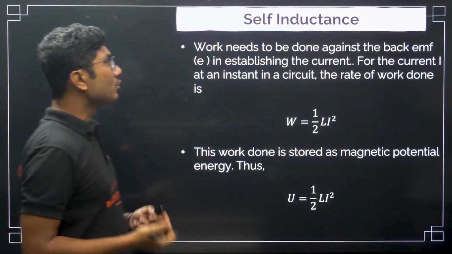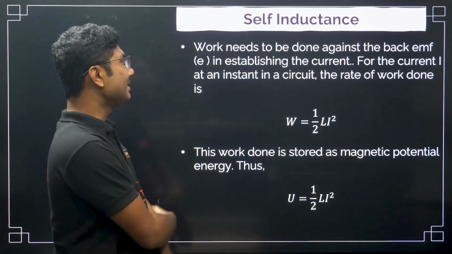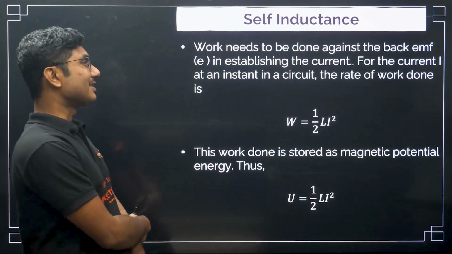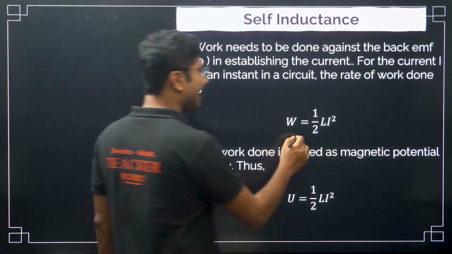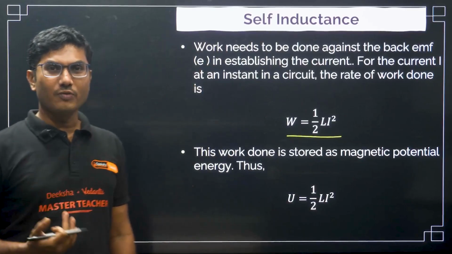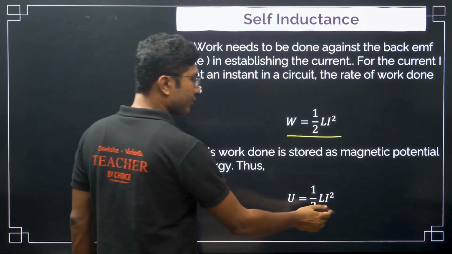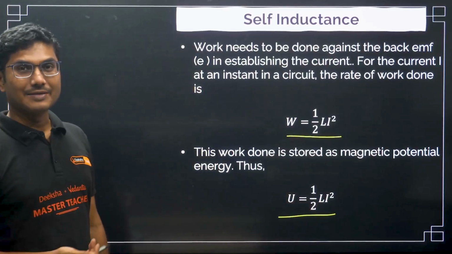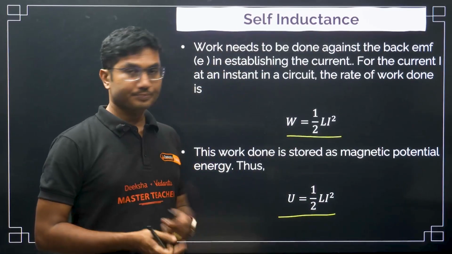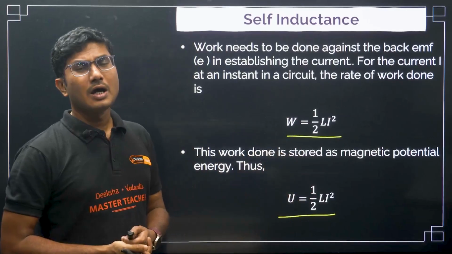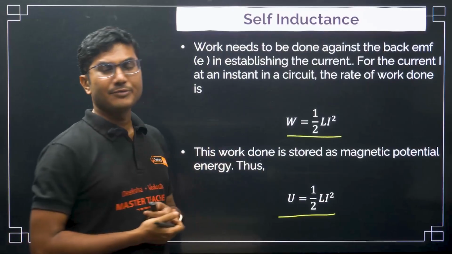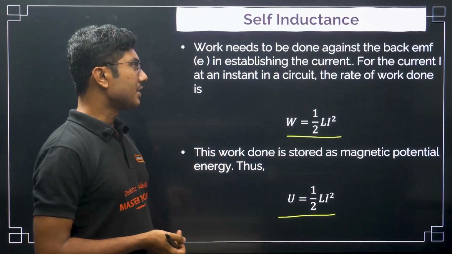Now work needs to be done against the back EMF in establishing the current. For the current I at an instant in the circuit, the work done is half L I square, and this work will be stored as potential energy. So the potential energy of a coil is given by half L I square. This is a very common formula. You have to remember this formula. Based on this, two to three more numerical questions or even MCQ questions might come, right?